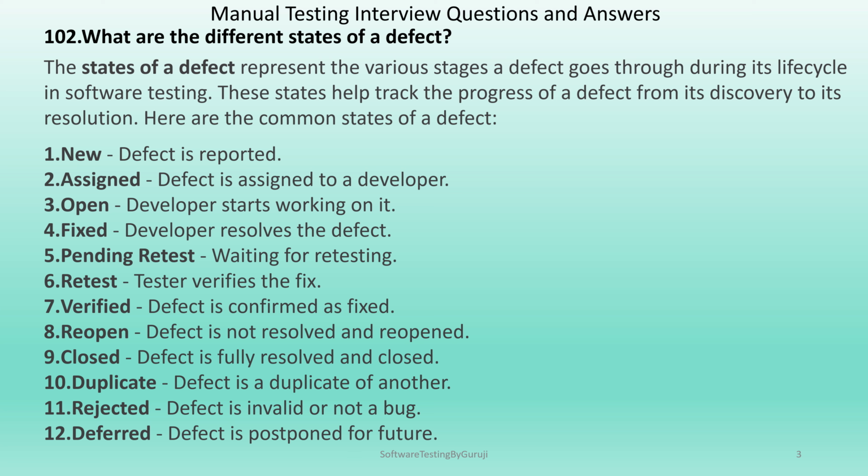Eighth, reopen, defect is not resolved and reopened. Ninth, close, defect is fully resolved and closed. Tenth, duplicate, defect is duplicate of another defect. Eleventh, rejected, defect is invalid or not a bug. Then developer will reject that defect. Twelfth, deferred, defect is postponed for future. These are the different states of defect. So let's move on to another question.